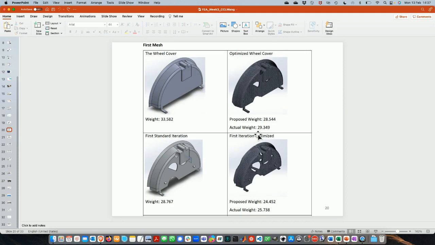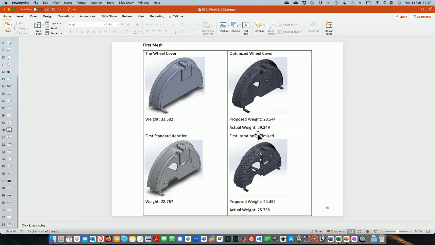For example, this is an example of a wheel cover. If you look at the top left, that is where you have the first wheel cover, where the weight says 33.582, and you want to try to reduce that as much as possible. The simple thing is to think about meshing: start with a mesh, try to delete elements and see if it can still take the same load, still has reasonable stiffness, and is able to account for an acceptable set of deflections and so on. And as you see, the weight starts to reduce quite a bit as we go on.